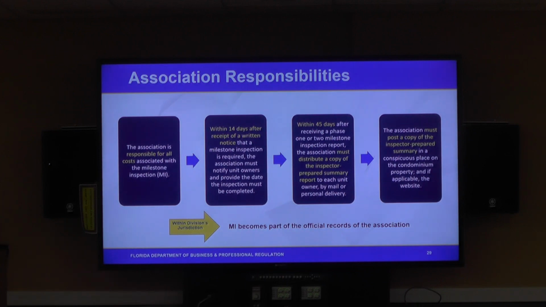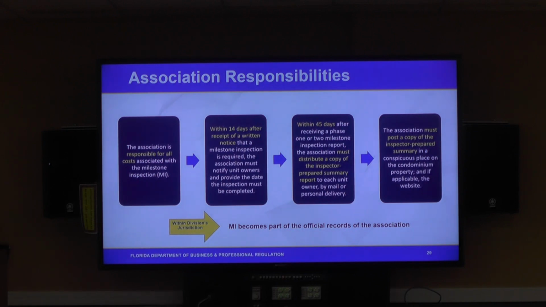Are the milestone inspections for all buildings? No, only for buildings 3-story or higher in height, and it's determined by the Florida Building Code. So if you don't know if your building is 3-story or higher, check with maybe your local building department to make sure.